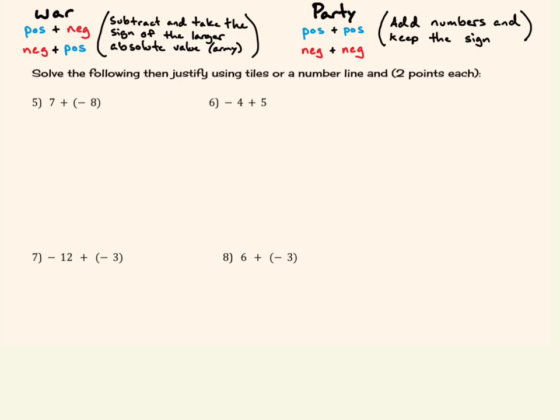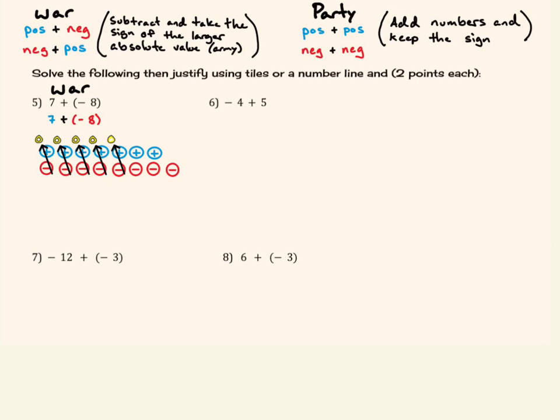So to start off, number 5, I have +7 and -8. That's a war. They're different signs. To show these using tiles, I would put 7 positive signs and 8 negative signs. And you can see where, if this was thought of as a war, a positive army and a negative army, these guys would kill each other off. They'd go to 0. And I'd be left with one negative left. The larger army was negative. And so my answer is -1.